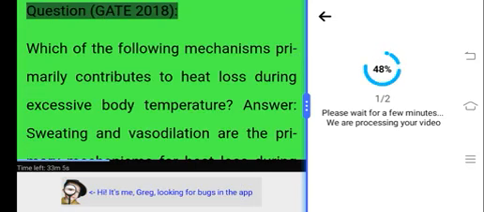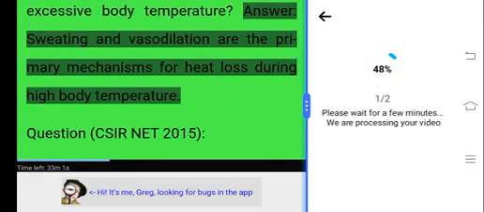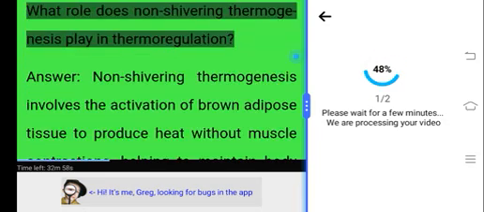Question. 2018. Which of the following mechanisms primarily contributes to heat loss during excessive body temperature? Answer. Sweating and vasodilation are the primary mechanisms for heat loss during high body temperature. Question. CSIR NET 2015. What role does non-shivering thermogenesis play in thermoregulation?